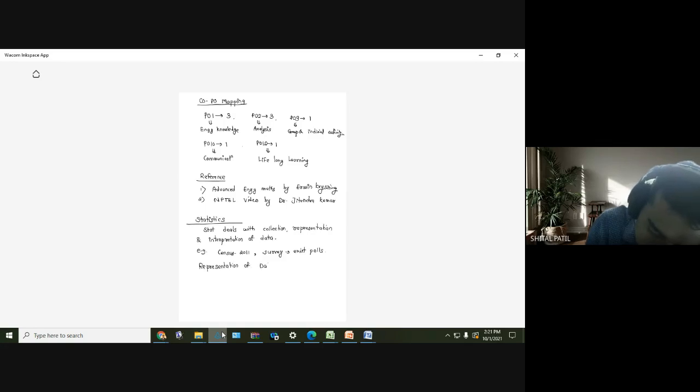Representation of data. Okay, there are 3 methods to represent the data. Please complete that. Right, one, discrete data representation. Discrete data representation. Okay, so right.